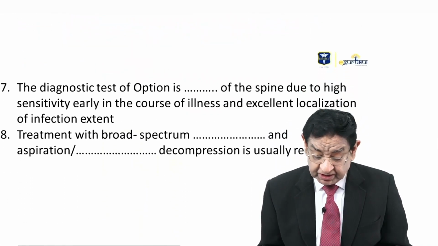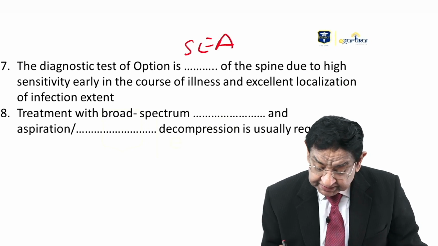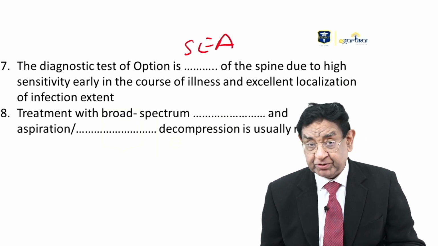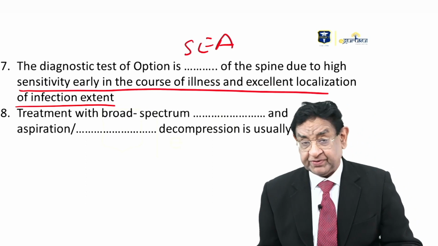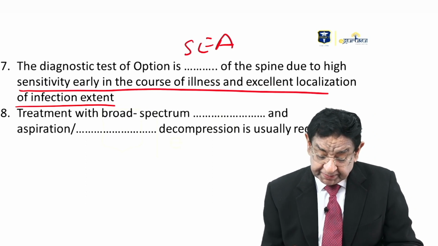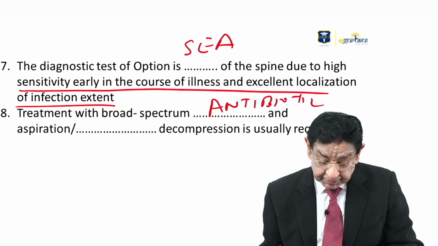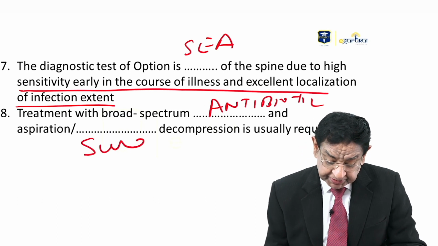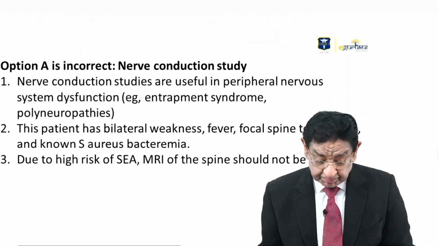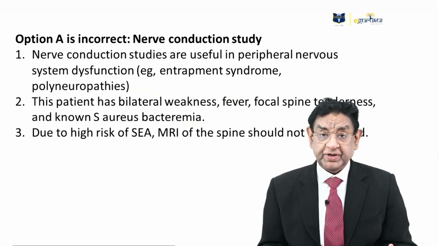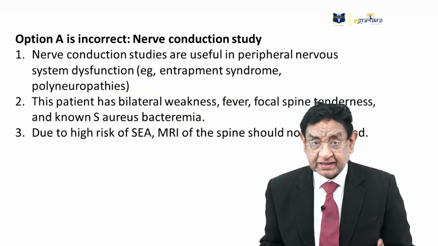Let us analyze. So we are making a diagnosis. The option is SEA, spinal epidural abscess, due to high sensitivity early in the course of illness and extent of the infection. Treatment is with broad spectrum antibiotic, aspiration and surgical decompression, especially when the compression symptoms are too much. So we have to localize the problem by doing MRI. So now you are convinced why that option is correct.